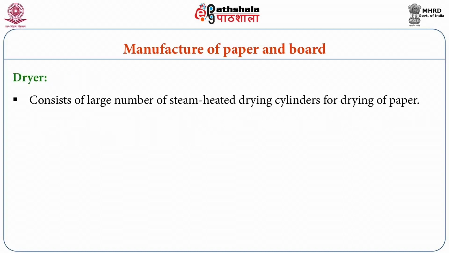Next is the dryer section. In this section, a large number of steam-heated drying cylinders are used, which have a temperature of slightly over 100 degrees centigrade. Synthetic dryer fabrics carry the paper web round the cylinders until the paper is dry.